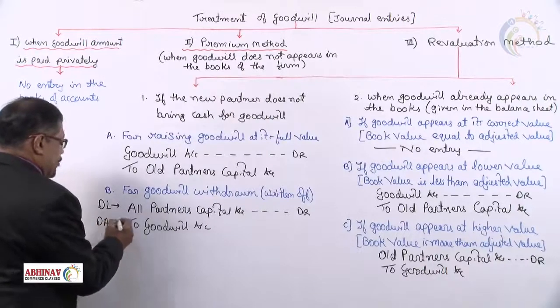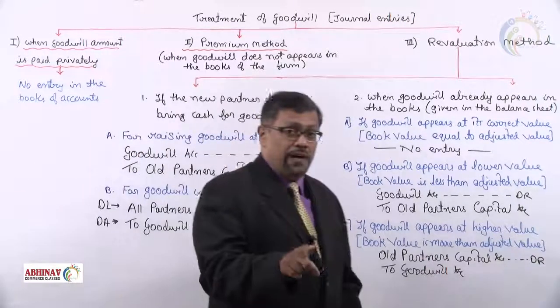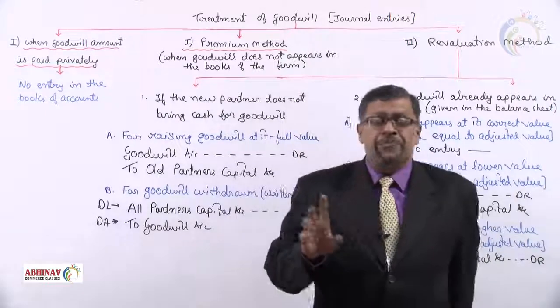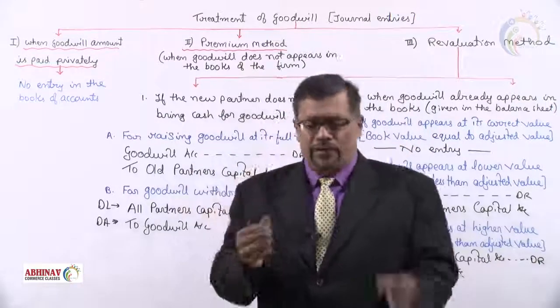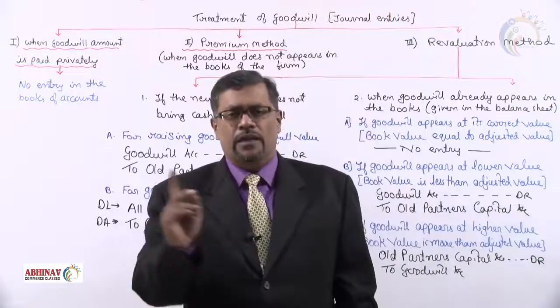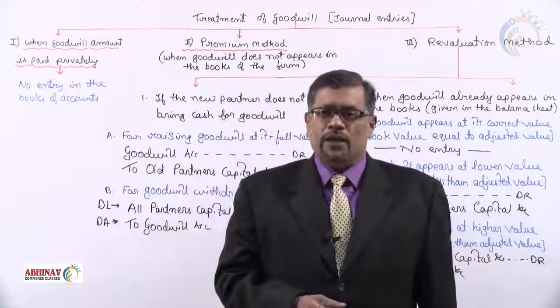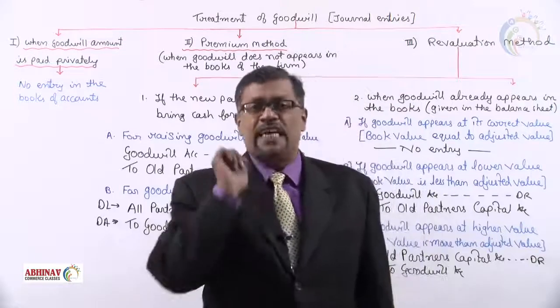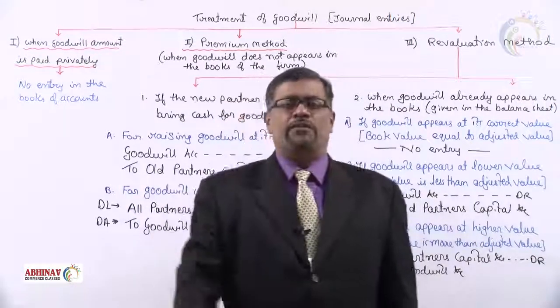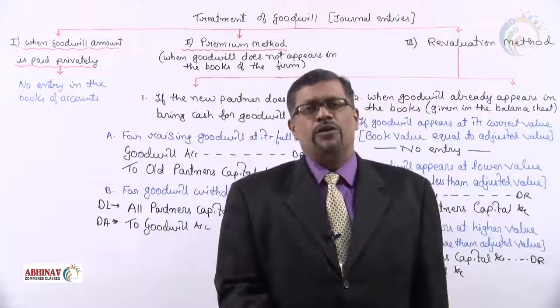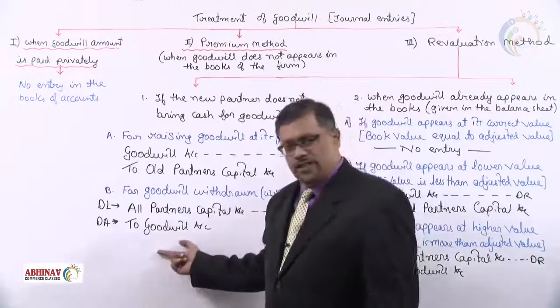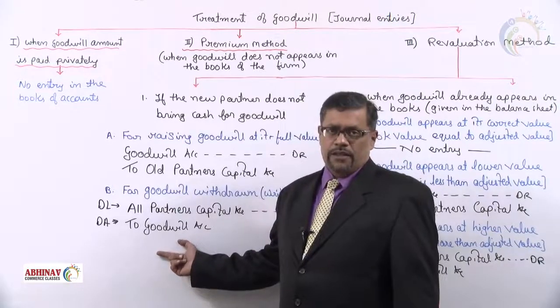This is the entry. When to pass this withdrawal entry, remember: in the premium method, when the new partner brings cash for goodwill, old partners will withdraw that cash. Old partners to cash. When the new partner does not bring cash for goodwill, all partners will withdraw, not cash, but goodwill will decrease. Here there is no cash, because cash is not brought in.